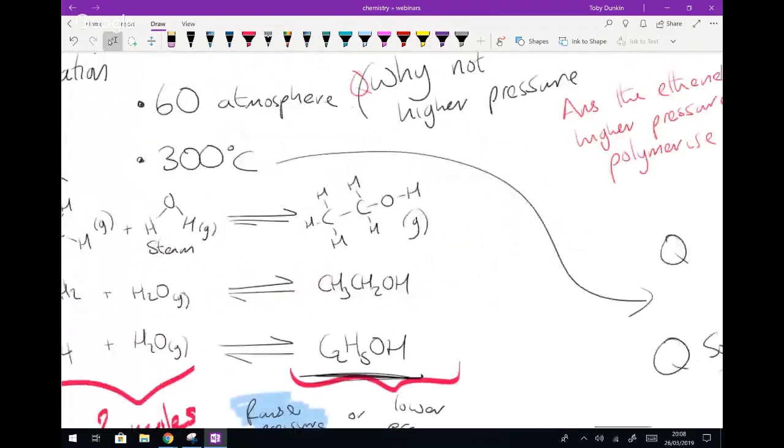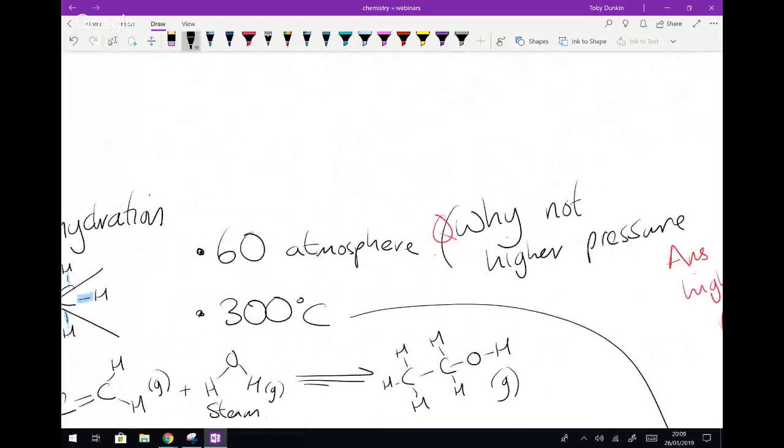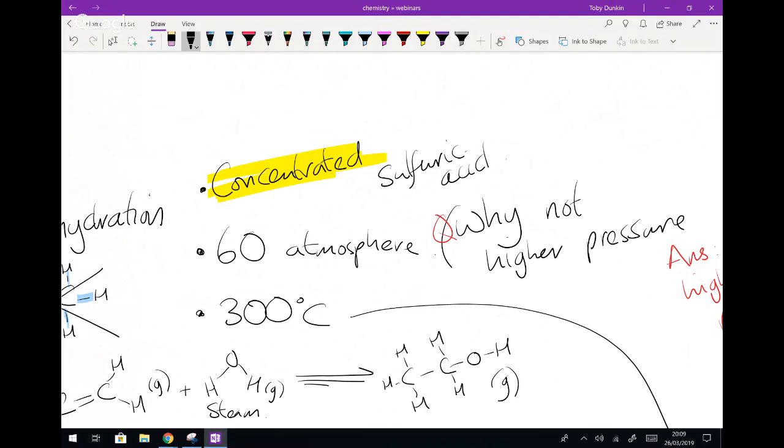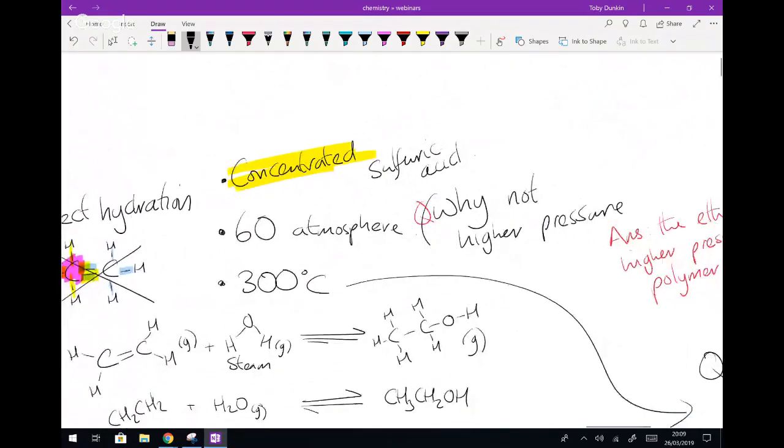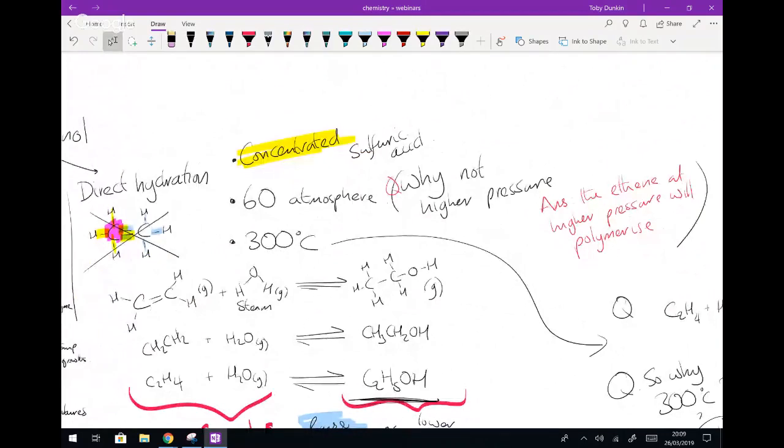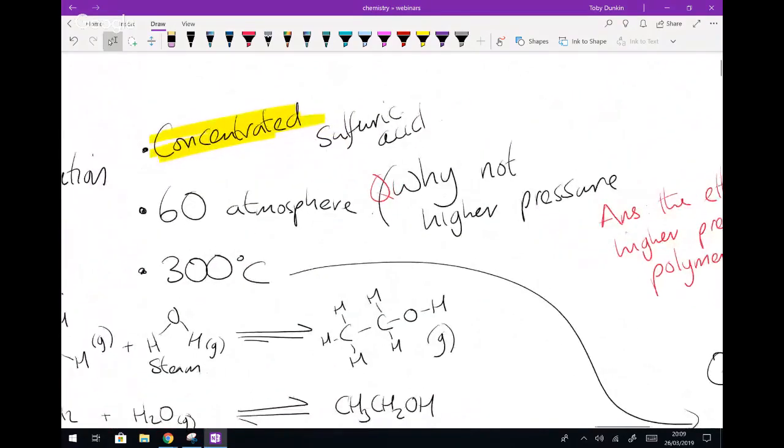Cool. There is also a catalyst, folks. So the catalyst is concentrated, and you can't miss that. Concentrated sulfuric acid for this one. Yeah, that's correct. And it's important that it's concentrated, folks. It can't be dilute. It doesn't work if it's dilute.